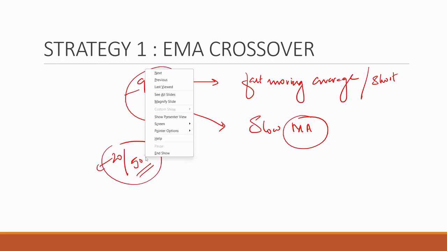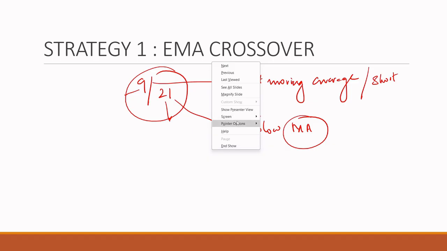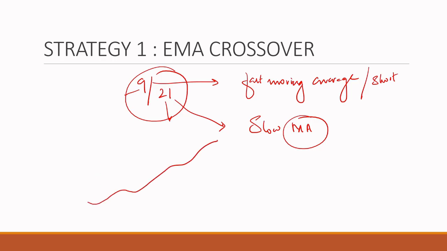So in this example, which is good for intraday traders, we are taking the 9 and 21 combination, and we will see how it works out. 9 is a fast moving line, and 21 is a slow moving line. Imagine the fast moving line I am showing like this in a continuous line, and 21 I am showing like this in a dotted line.